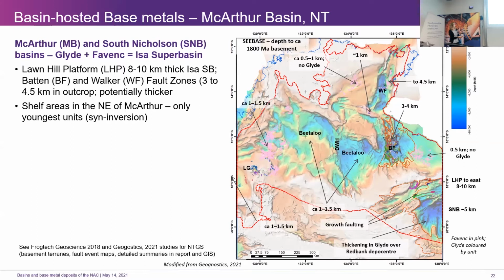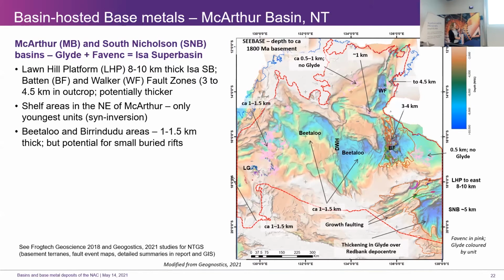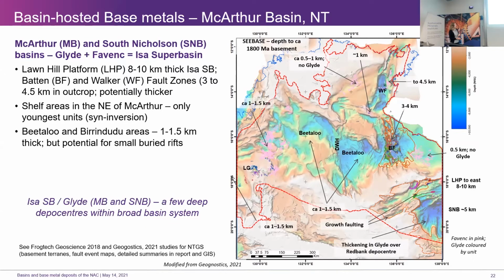And we have 1 to 1.5 kilometers of sequence in outcrop, and we've got a fair bit of seismic here beneath the Beetaloo. We see a fairly consistent 1 to 1.5 kilometers within that seismic data. So you'll just note we've got the north-south trending depocenter and the east-west trending depocenter. And I'll take you through, sorry, running behind, the links through to basement.